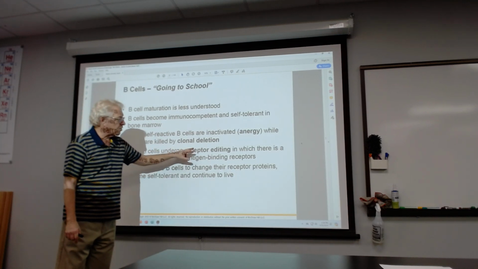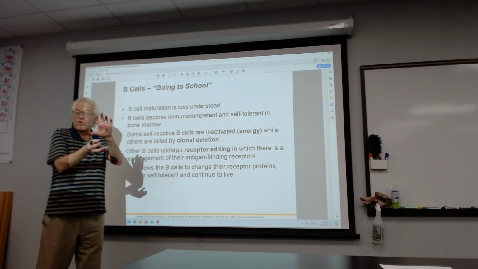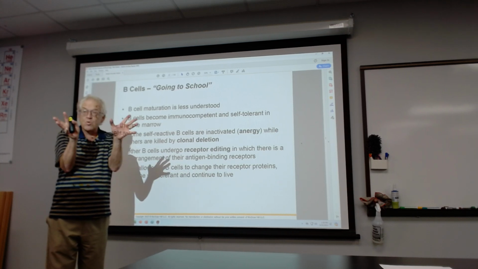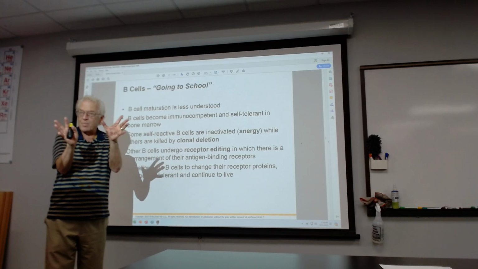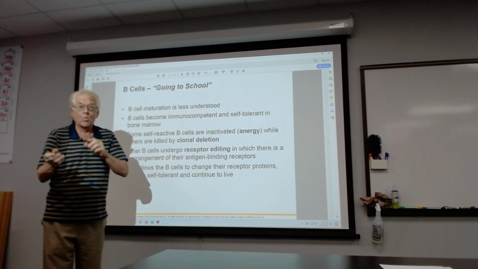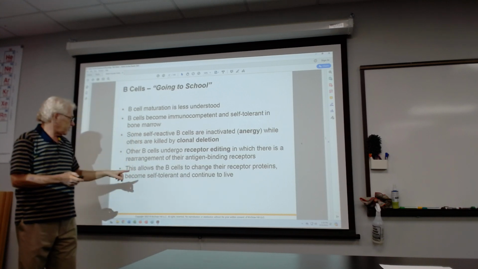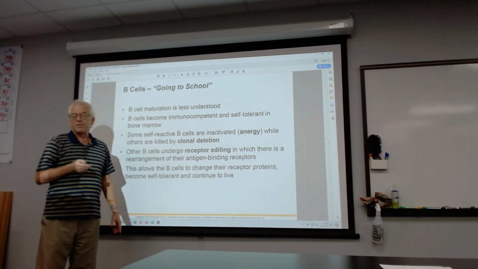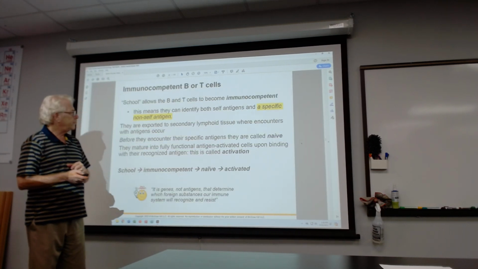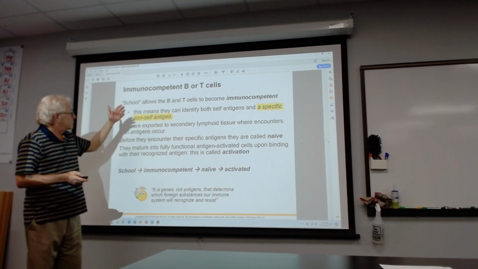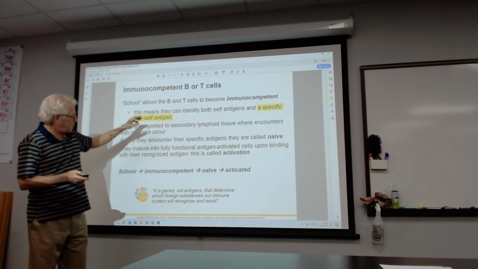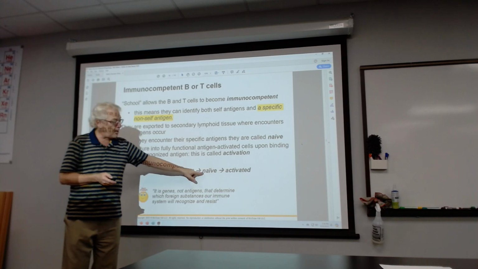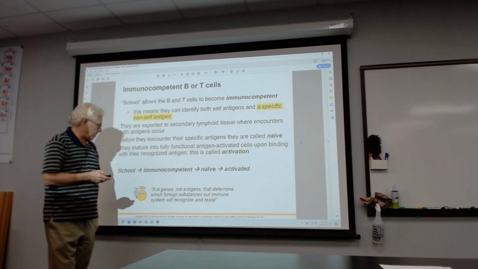It's called receptor editing. What does that mean? We'll shuffle the genetics of that B cell so it has a new receptor, a new shape, okay? Maybe that shape will work better, okay? It allows the B cell to change its receptor proteins and become self-tolerant, not overreact to self, all right? And the school is what allows you to become immunocompetent. You're naive until you make contact, and then when you make contact, you're activated, okay?